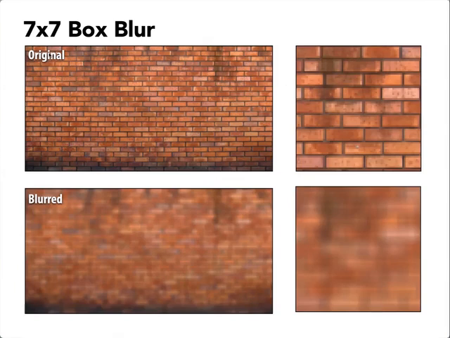Let's look at some examples. Here is a 7x7 box blur. This example original image is a texture of a brick pattern. There's a zoom in of it on the right-hand side, and then it's blurred with this 7x7 kernel. This is the output here. You can see there's a significant loss in detail. On the right-hand side, you can see all the grouting detail is blurred out.